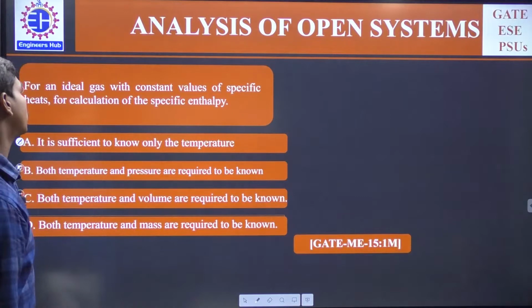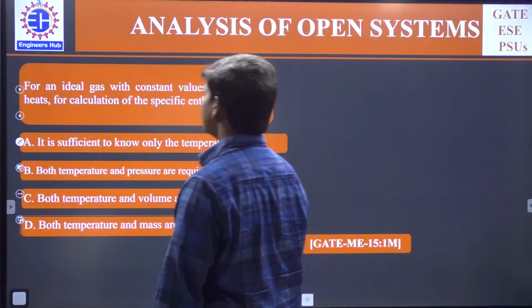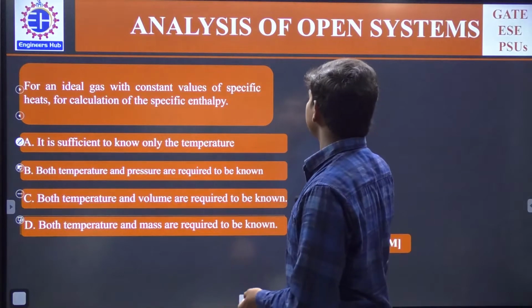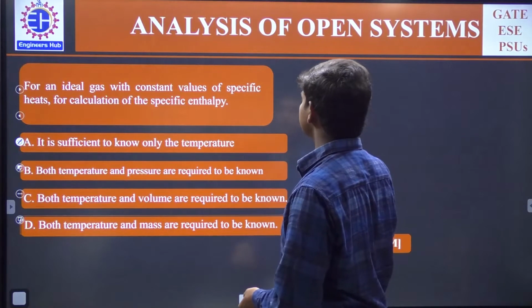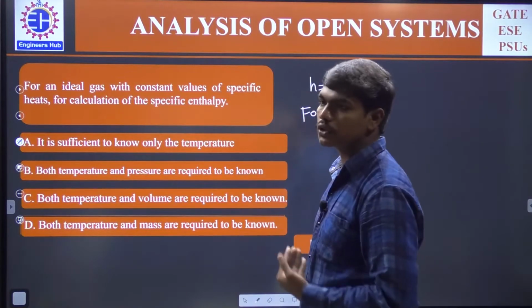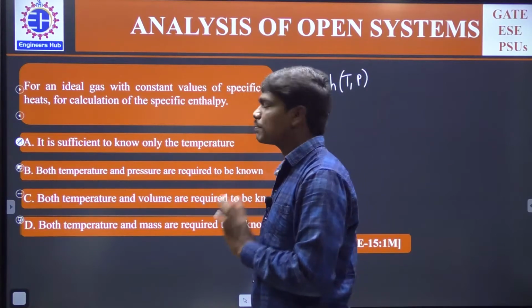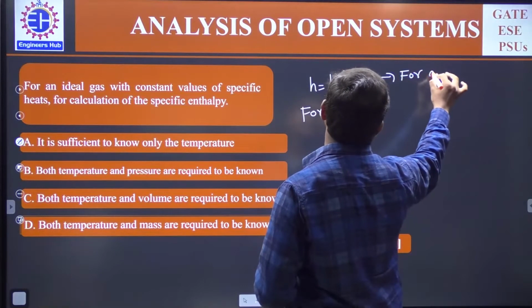Okay, so this is the next question. For an ideal gas with constant values of specific heats, for calculation of specific enthalpy, generally enthalpy of any gas is function of temperature and pressure, but for ideal gases, in chapter thermodynamic relations, we will show you that specific heats of ideal gas is just based on temperature, but for the time being, this is for any gas in general.